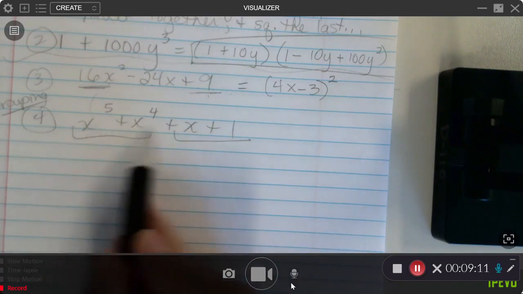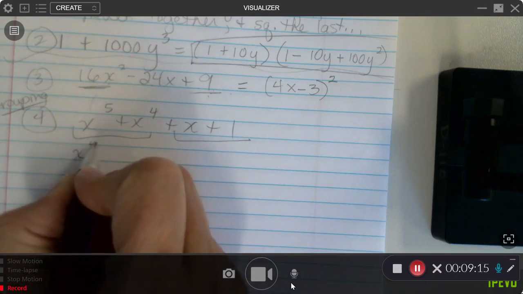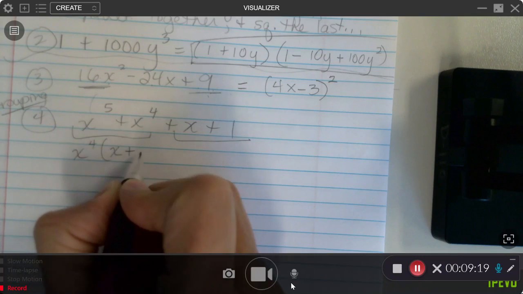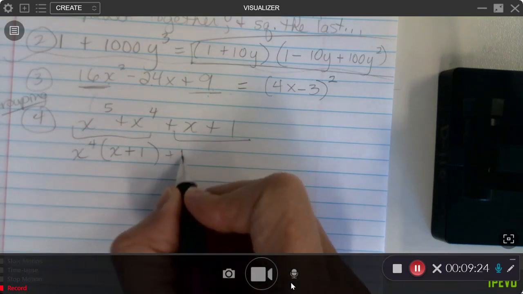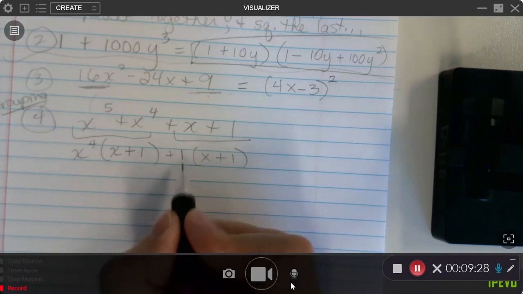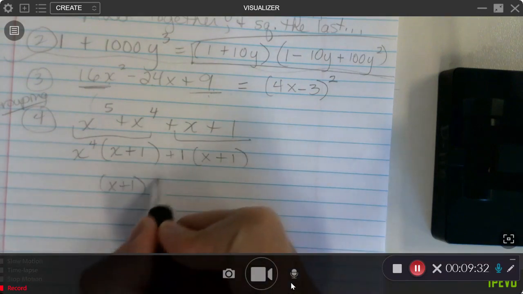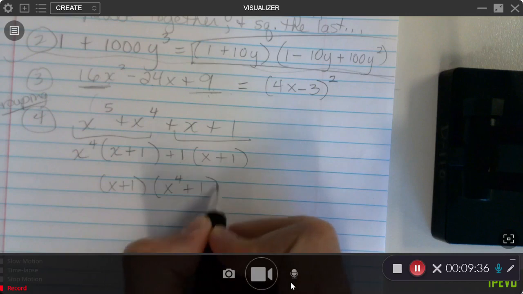What can factor out of those first 2? X to the 4th. And what's left? Plus 1. Here, there's nothing really to factor out. You could call it 1, but you don't have to. You do have to address that the 1 is left, right? X plus 1 is common. X to the 4th plus 1 is left.